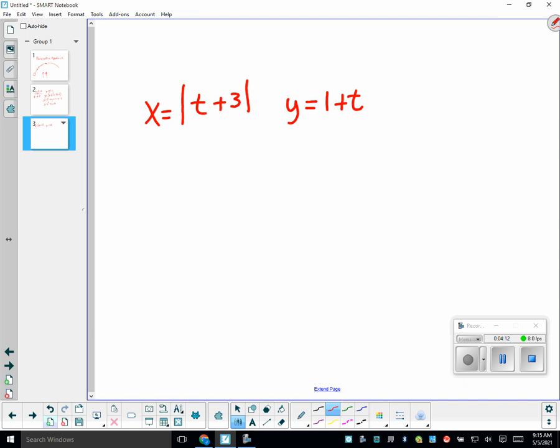I can't add them together because I have an absolute value and need to eliminate a letter. But could I solve one of them for t? Which one? The second one? And so what is t equal to? 1 minus 1. So can I now go to x equals the absolute value of y minus 1 plus 3?